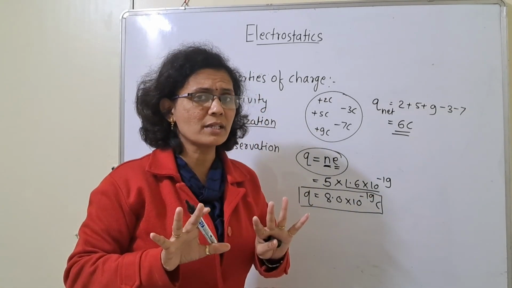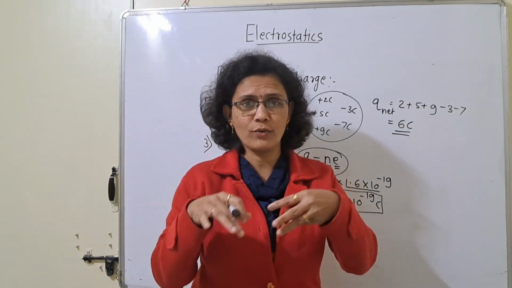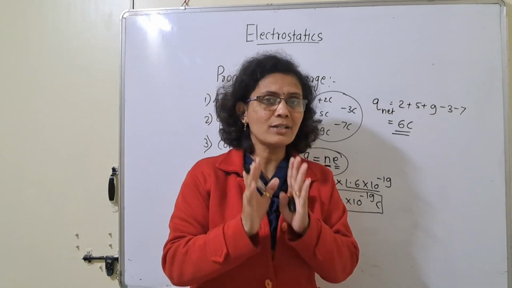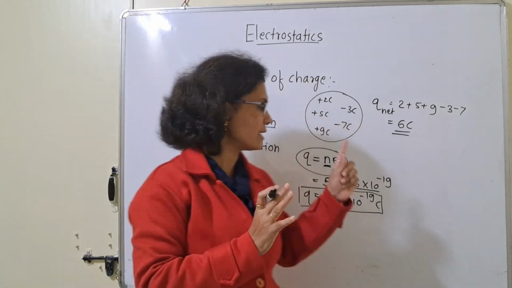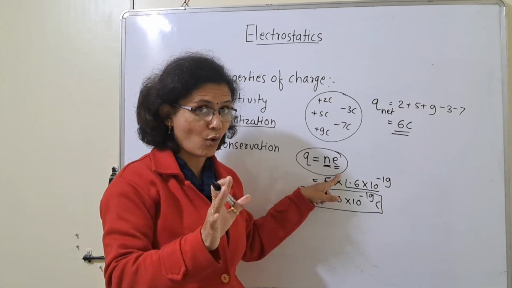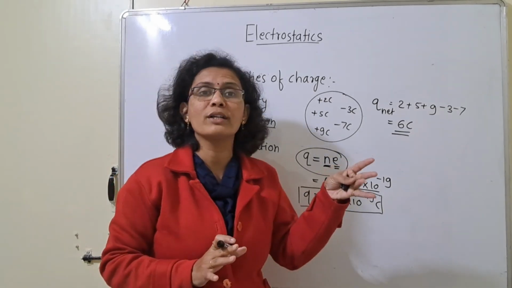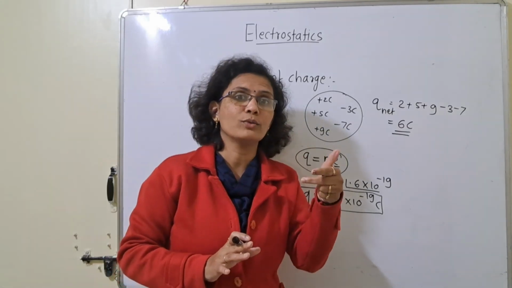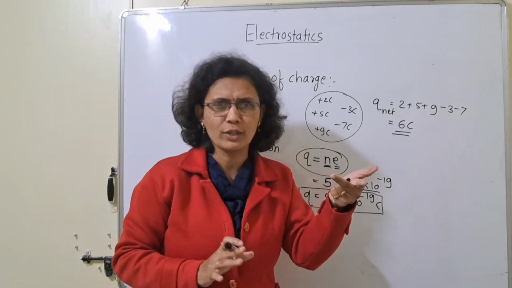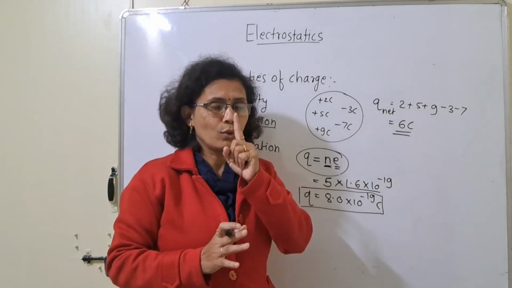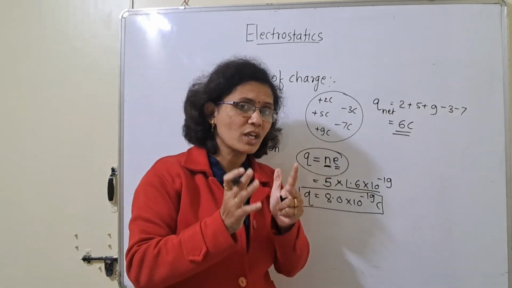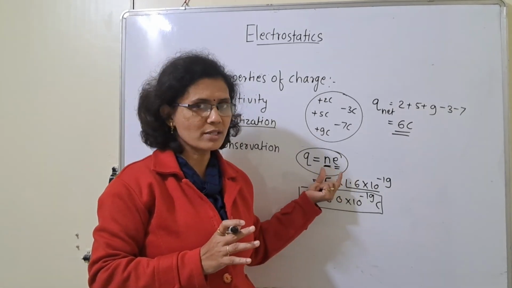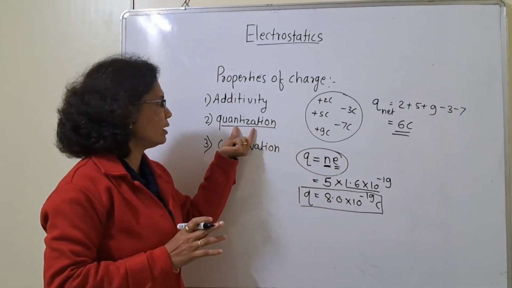I can't transfer the charge like half charge, 0.5 charge, or 1.5 charge, 3/4 charge. No. I can transfer the charge only as an integral multiple of individual charge. Means what? N will be 0, 1, 2, 3 and so on. That N will not be 1.5 or 2.5. No. Charge can be transferred as an integral multiple of individual charge. You understood this concept? Because this concept is totally new.